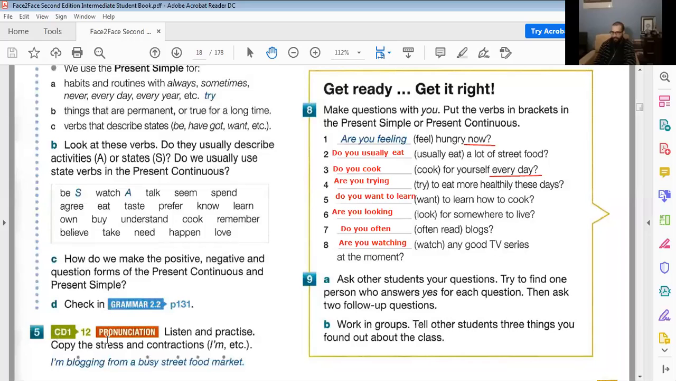Are you feeling... Hajar? Well, I didn't listen. Can you repeat the question? Are you feeling? Question number one. Yeah, I think your connection is not very good, Najat, but okay. So you asked her, are you feeling hungry now, right? Yes. Okay.